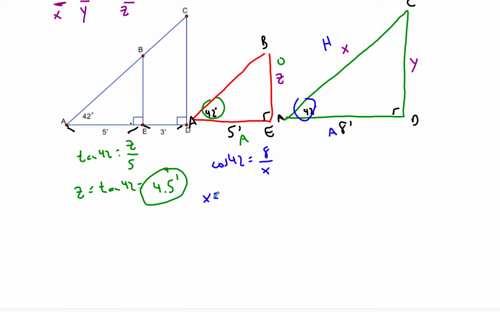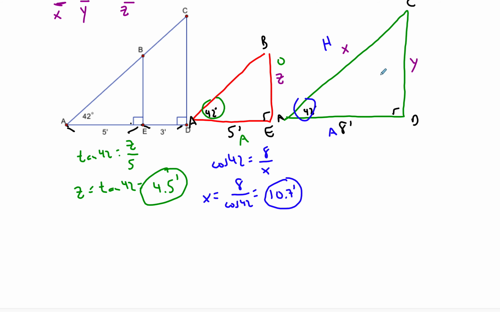Now for the solution, because X is in the denominator, we multiply by X and divide by cosine of 42. In other words, we can switch those two, and 8 divided by the cosine of 42 would be 10.7. Don't forget your units, feet. If you want to write FT period, that works too.